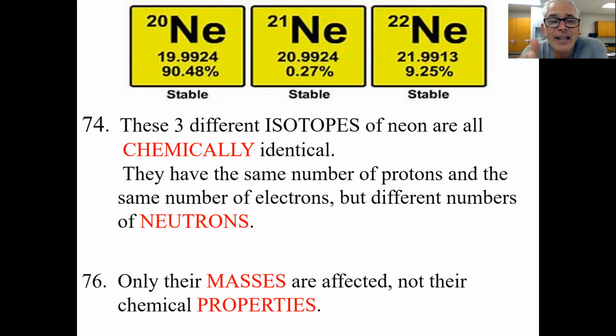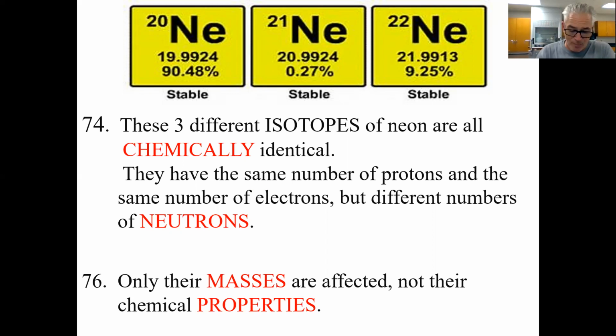Now underneath, it's proportional. Of all the neon that scientists have found so far, they're convinced that 90.48% of it is the first kind, neon 20. And only 0.27% is neon 21, which is less common. And then the last one, still only a little more than 9%, is neon with a mass of 22, with those extra 2 neutrons. All 3 of these, though, are stable. That means they're not radioactive. So there are 3 isotopes of neon. They make up all of neon, 100% of it.